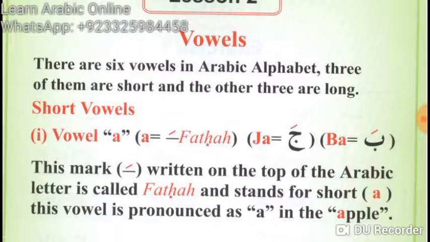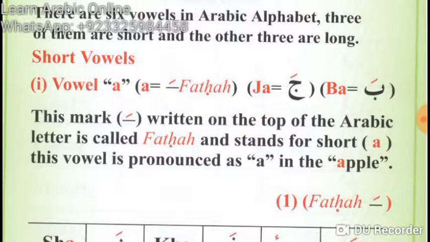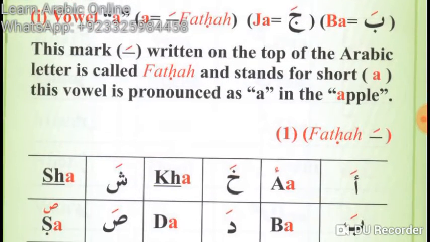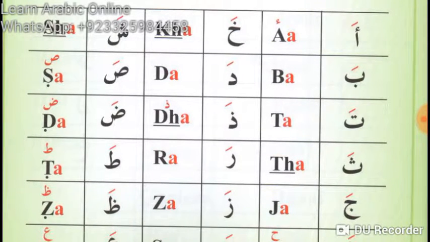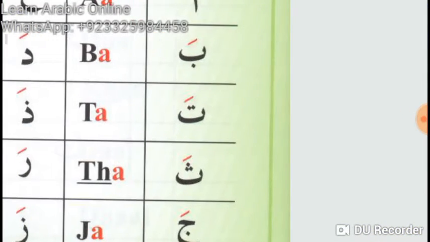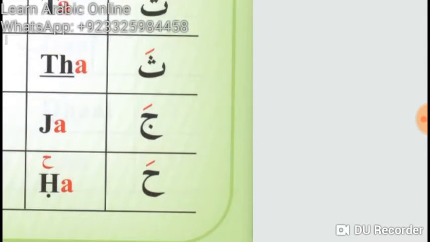Good. This mark written on the top of the Arabic letter is for fatha and stands for short a. This vowel is pronounced as a in the upper. Good. So basically, note the point. In Arabic we have total six vowels. Three of them are short vowels, and other three are long vowels. Today we are going to study the first short vowel, and name of this short vowel is fatha. Okay, so here you see in bracket, fatha is written. Now we'll start this page, and first alphabet is alif hamza fatha a, ba fatha ba, ta fatha ta, sa fatha sa, jim fatha ja, ha fatha ha.